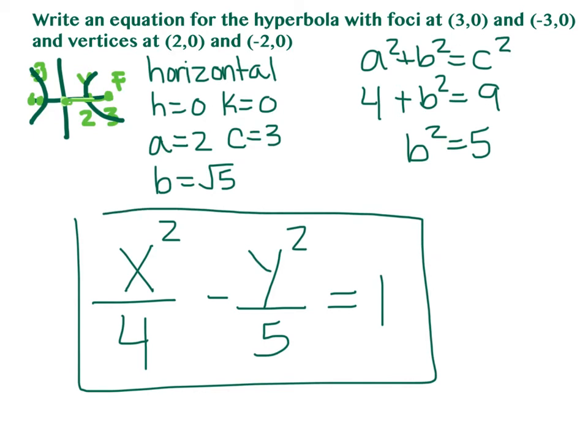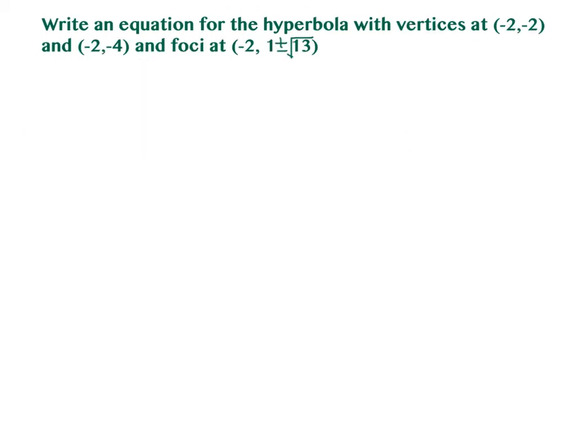So when you're writing the equation, you need to figure out what h is, what k is, what a squared is, and what b squared is. Once you've got those things, you can write your equation easily.